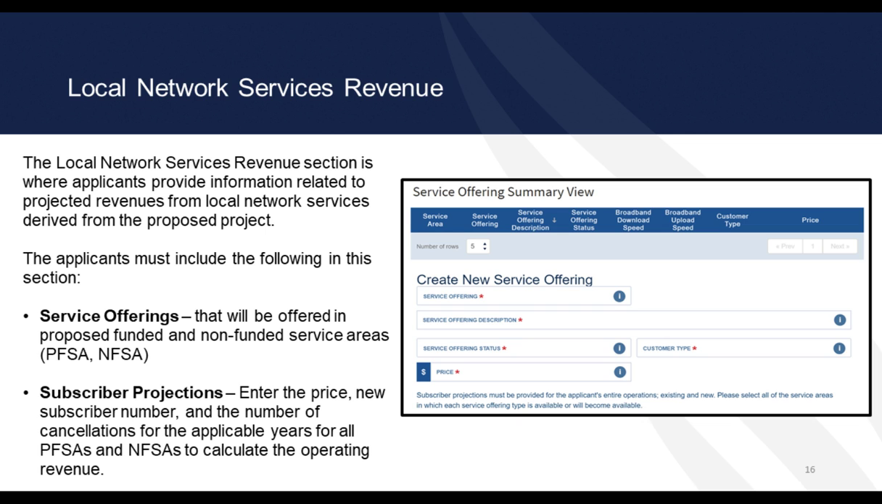In completing this section, applicants should only select the applicable service areas for each service offering identified. Next, applicants must identify subscriber projections for all PFSAs and NFSAs. Enter the price, new subscriber number, and the number of cancellations for all the applicable years for all PFSAs and NFSAs to calculate the operating revenue. Applicants only need to include services that they are offering in a PFSA.